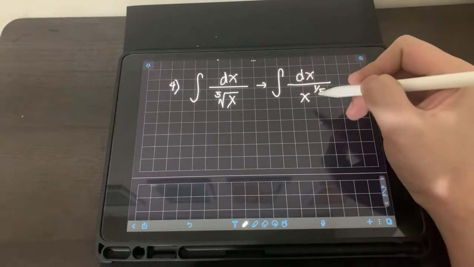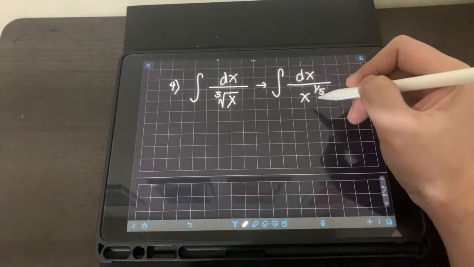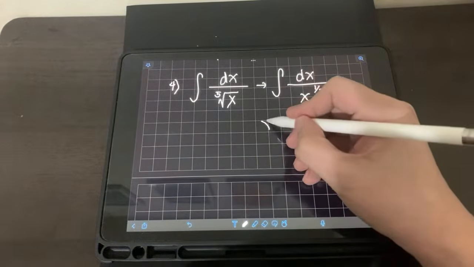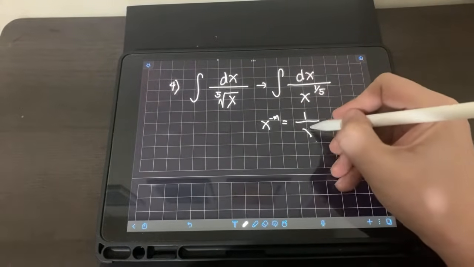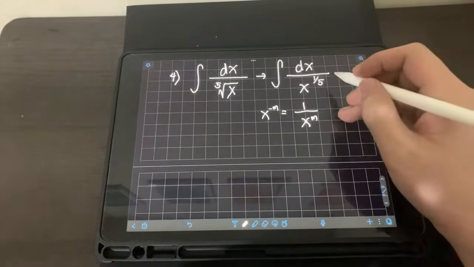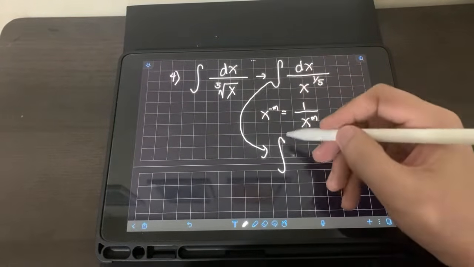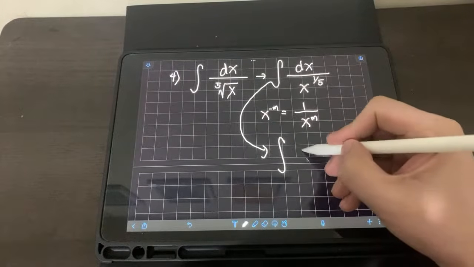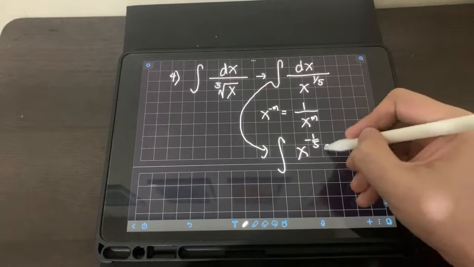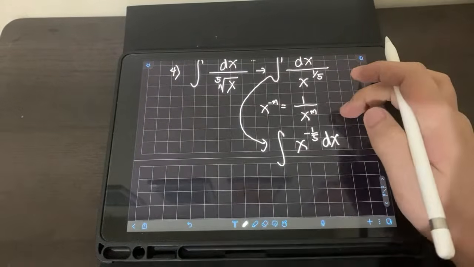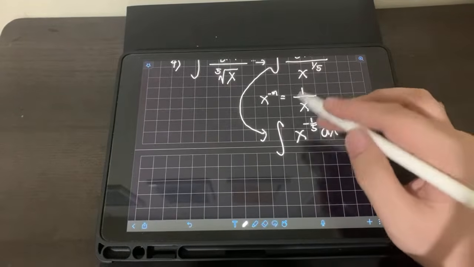So this x raised to 1/5 is in the denominator. So if you apply the negative law of exponent, so x raised to negative m, it is equal to what? 1 over x raised to m. Okay, so if we apply this law of exponent in our integral, we can write it as integral of x raised to negative 1/5, dx. So that we can evaluate this integral using power formula.